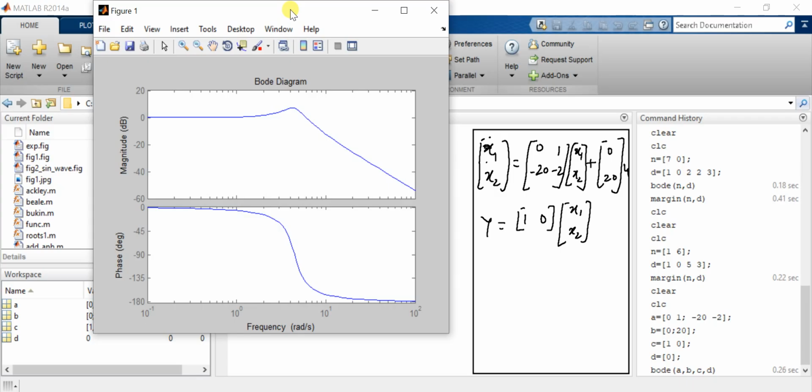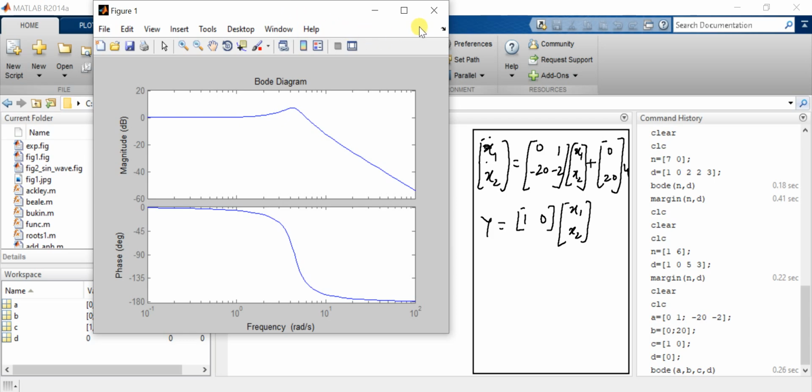I hope this is clear to you, and this is very simple and easy to make Bode plot as well as root locus of any transfer function which you have given. You can draw its Bode plot as well as root locus for a particular system.